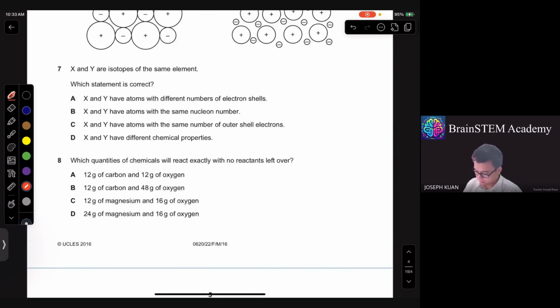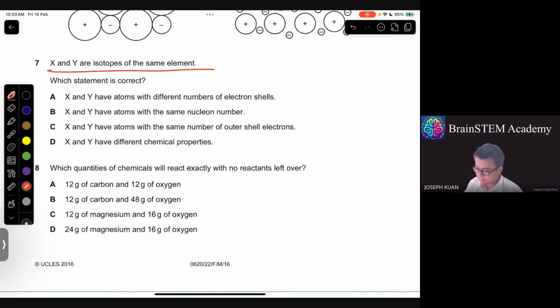Question 7. X and Y are isotopes of the same element. Which statement is correct? Isotopes are atoms of the same element with the same number of protons, but a different number of neutrons. So in that sense, since they are the same element, they should have the same number of electron shells, right?